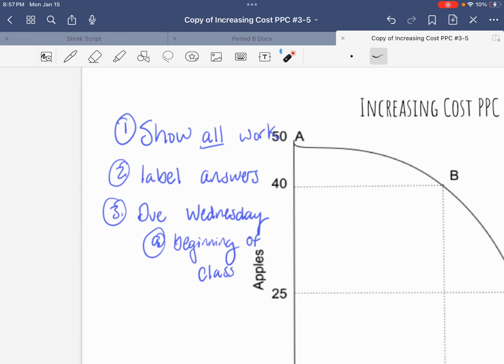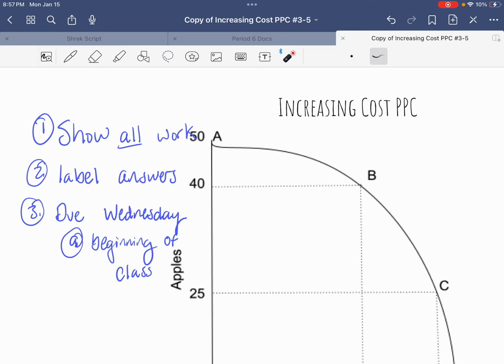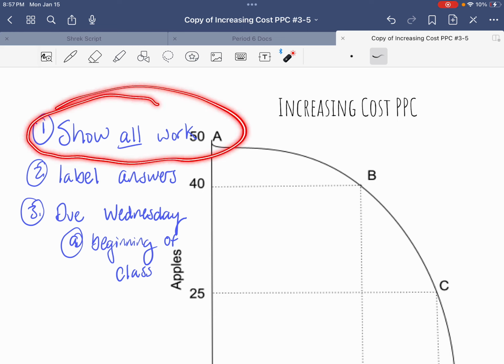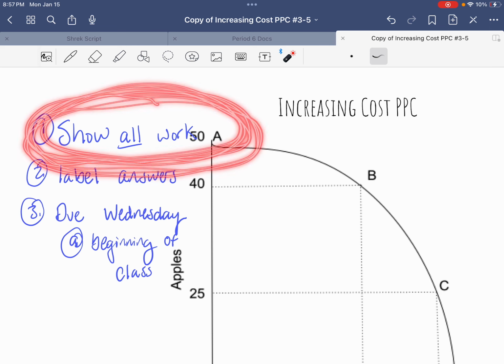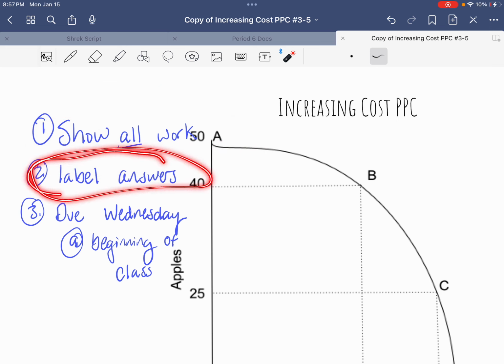Because you're at home and I can't see you do it by yourself, even if you're someone who doesn't typically show your work, I need you to show all of your work today. Even if you usually do it in your head, that's not going to fly this time. I'm giving you points for showing your work. Every answer has to have a label, and I'm taking this up Wednesday at the beginning of class.